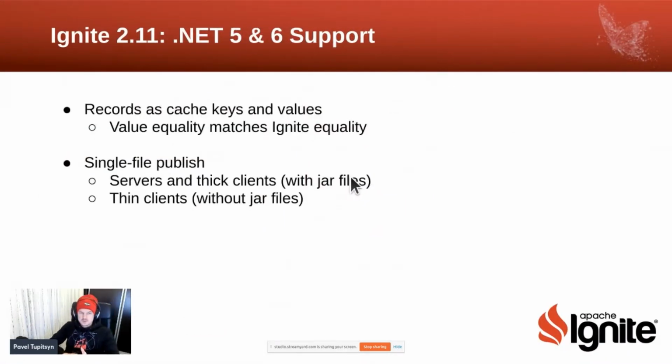So Ignite now supports .NET 5 and 6 officially. Among all the features in those versions, 2 of them are of interest to us, which are records and single file publish. Records in C# are just normal classes and structs, but they come with built-in functionality such as formatting, constructors, and value equality. Records work great as Ignite cache keys and values. Value equality is especially useful because it matches Ignite equality semantics.